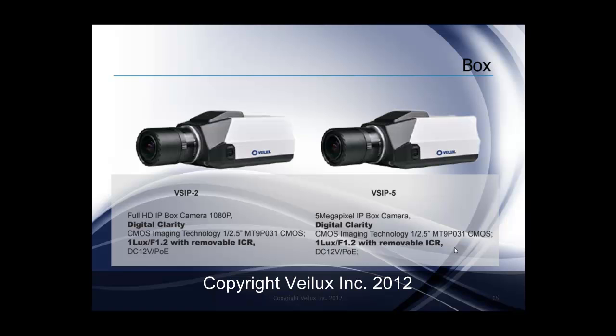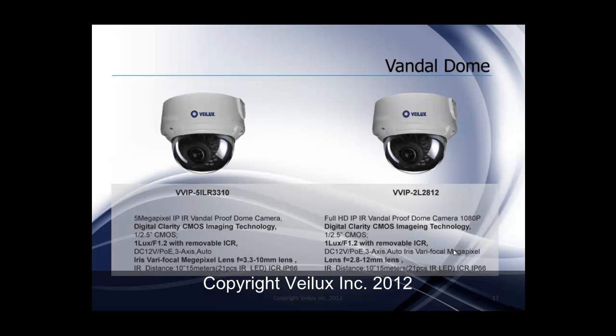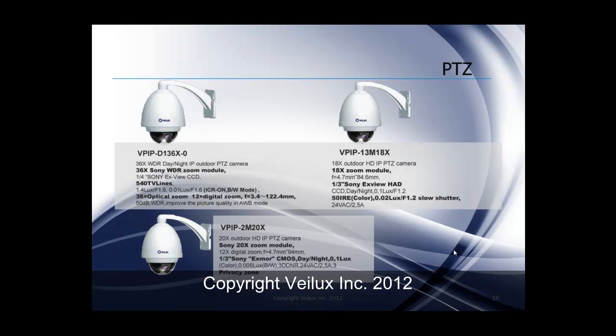Now let's look at the Veilux IP camera line. We have the right solution for the right application. Veilux has two IP box cameras, both 2 and 5 megapixel. We also have two bullet cameras, both 2 and 5 megapixel. There are two IP dome cameras, both 2 and 5 megapixel. Veilux also has 3 different PTZ cameras, an 18x, a 27x, and a 36x.